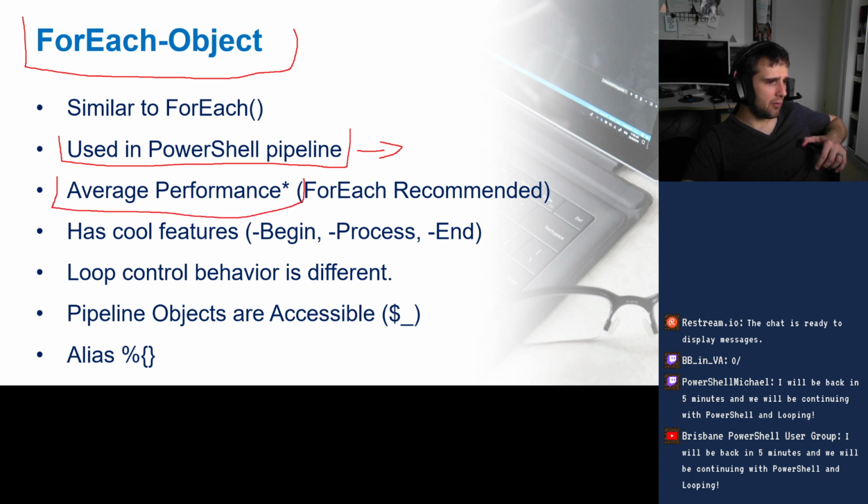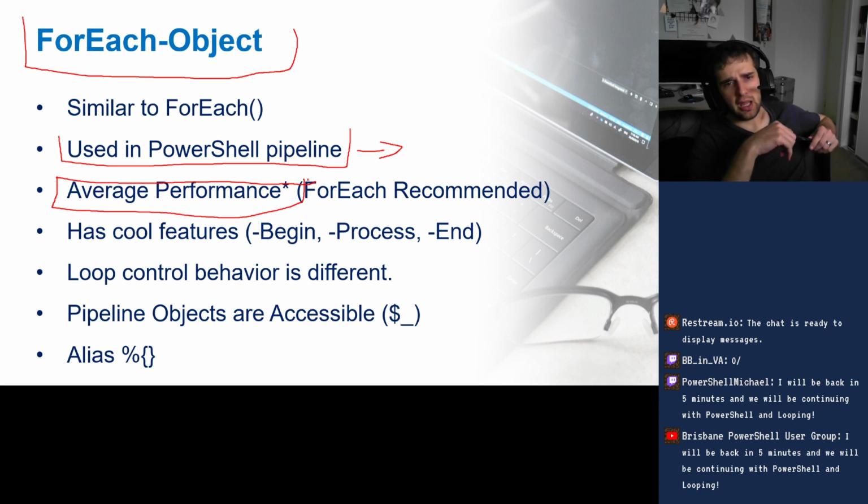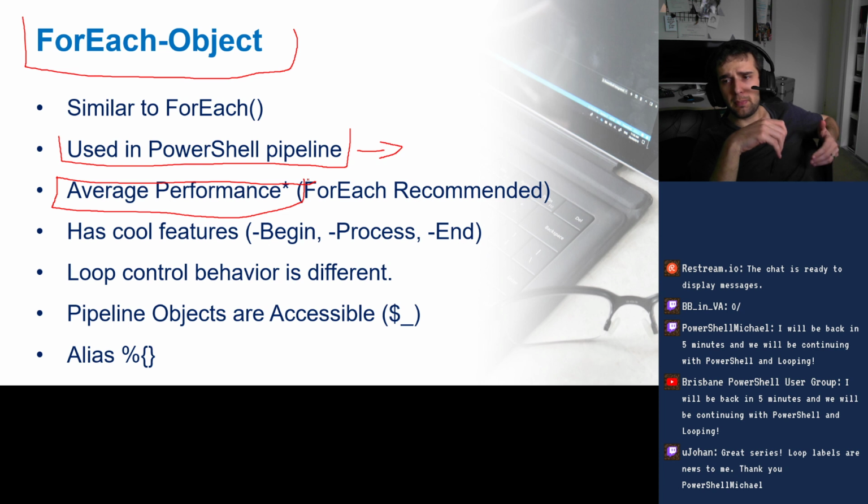Now, it has a very average performance. It's recommended in code to use foreach versus ForEach-Object. However, if you're just bashing something up, in terms of non-production stuff, just use ForEach-Object.